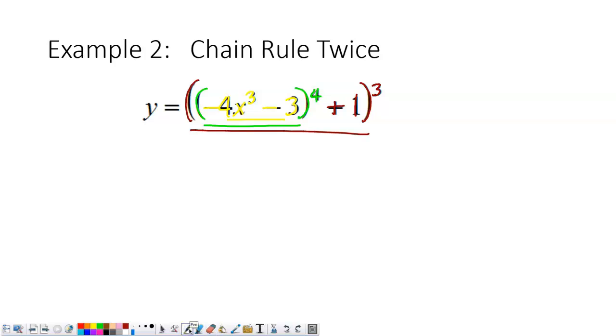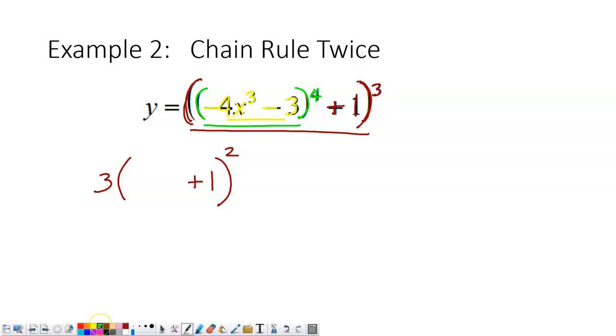Okay, so let's start with the derivative of the shell, which I have colored in red here. So this is a power rule, okay? We have a quantity being raised to the third power. So I'm going to put a 3 here, parentheses, squared. And then we have our plus 1 in here. And then everything else inside of there is going to stay the same.